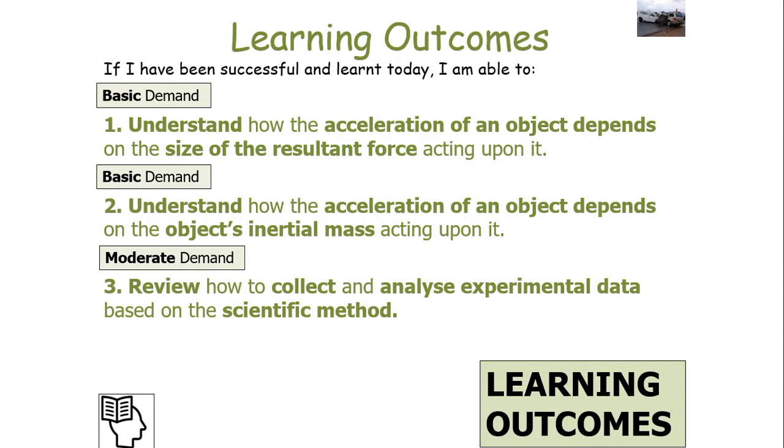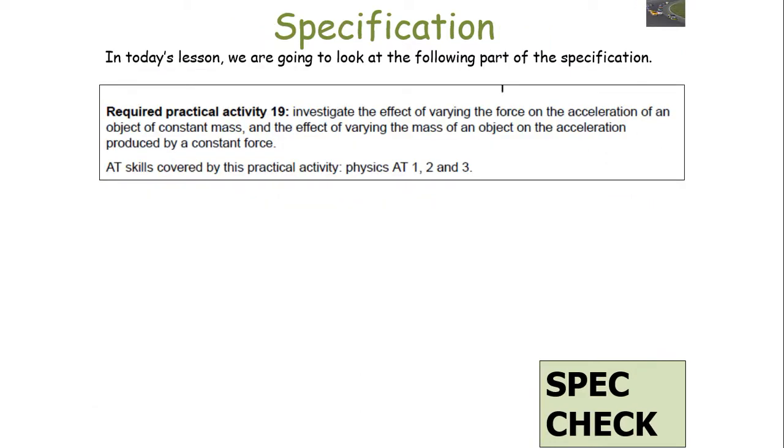In today's lesson, if we are successful, we can understand how the acceleration of an object depends on the size of the resultant force acting upon it. We can understand how the acceleration of an object depends on the object's inertial mass, and we can review how to collect and analyse experimental data based on the scientific method, which falls into the following part of the AQA Combined Science specification for physics. We're looking in particular at Required Practical 19, which falls into the forces topic on paper 2.